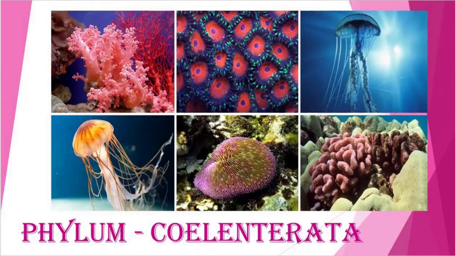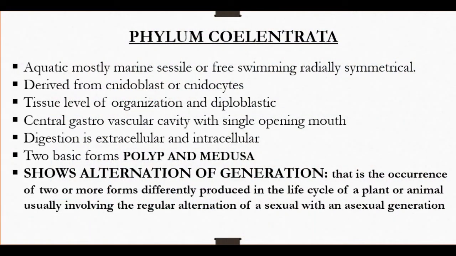The second one is the phylum Coelenterata, and in this case they are aquatic, mostly marine, sessile or free-swimming, radially symmetrical organisms. What is sessile and what is free swimming? Sessile means they are fixed to a substratum. Free swimming means they can move freely without any restrictions, and they are radially symmetrical. This word Coelenterata is derived from the word cnidoblast or cnidocytes.